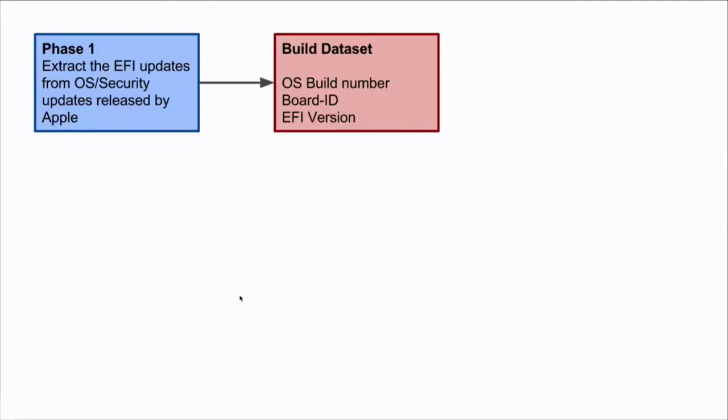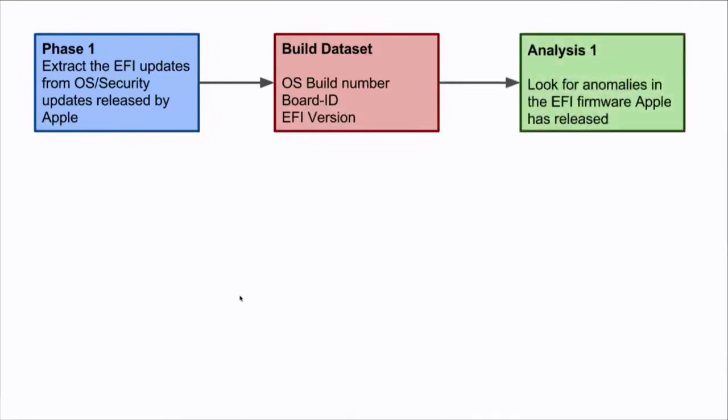Each of these, for a particular version of the OS on a particular model of hardware, there should be a single version of EFI, which is the most recent version that should install. And we can declare that because those versions of EFI are shipped in the OS and the security updates, which ties them one-to-one to a particular build number. Again, this is what makes the analysis on the Apple side much, much easier than on the Wintel side. So once we've got that data set, the first step of analysis is that we looked for anomalies in the EFI firmware that Apple had released, and we found a number of them.